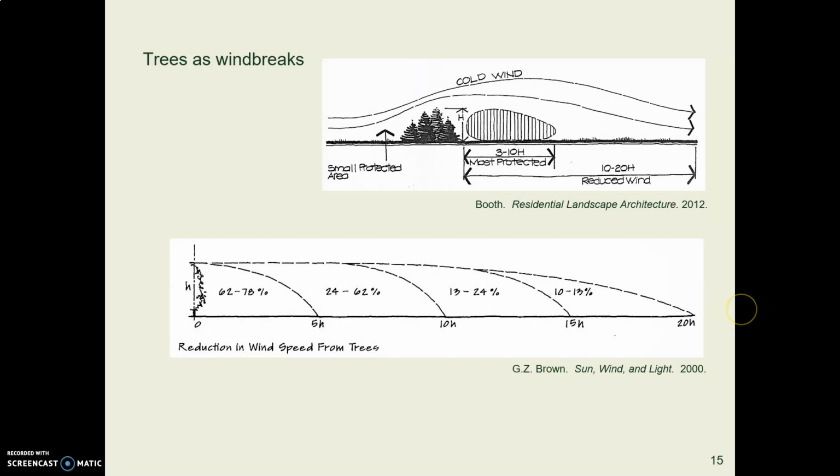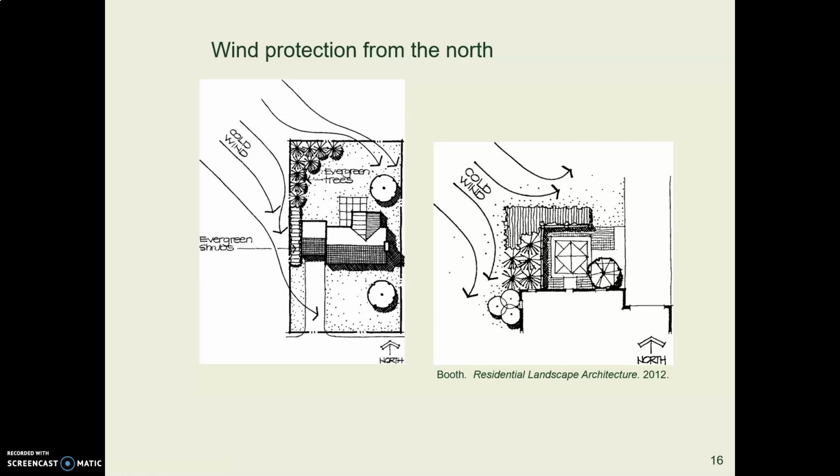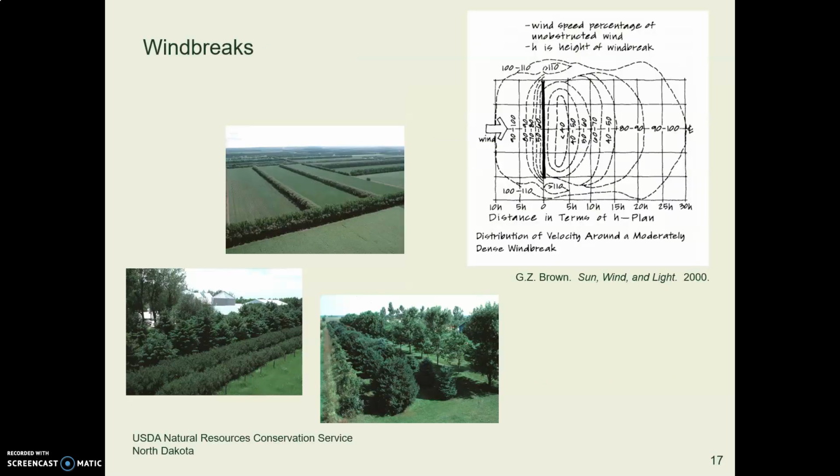So it's common to use trees as windbreaks, and these are some diagrams that show how much the wind speed is reduced at what distance out away from the tree, measured as a percentage of the height of the tree. Again, if your wind is coming from the north in the wintertime, that's where you probably want to put your evergreens. Out on the northern plains, like in South Dakota, where it gets really cold and those winds come whistling across the plains, you'll find a lot of plants planted as windbreaks.